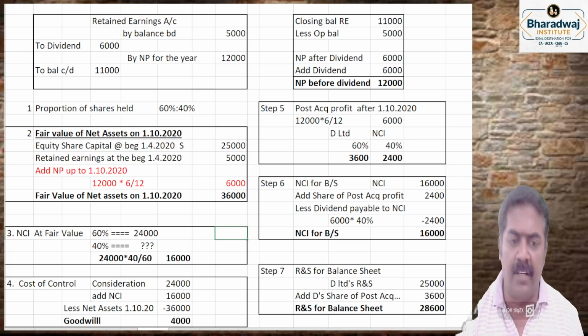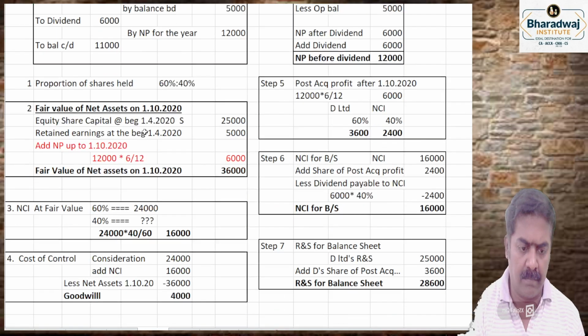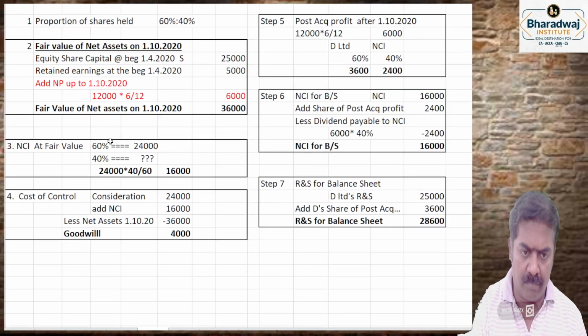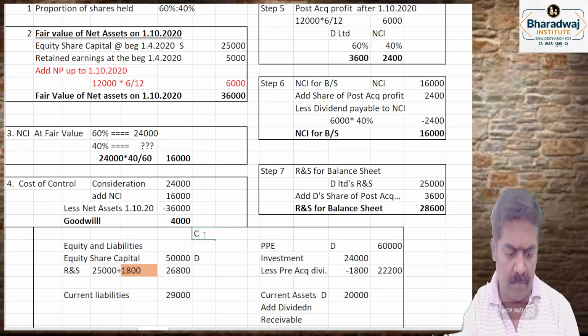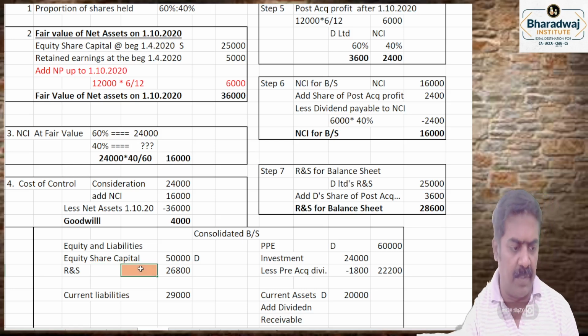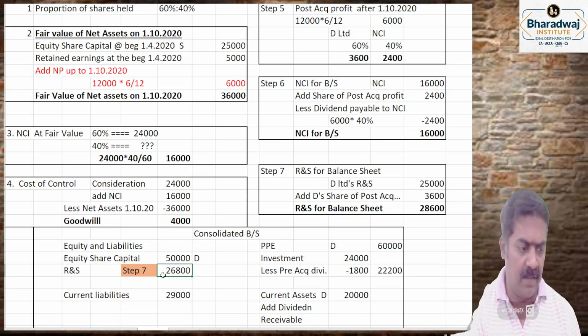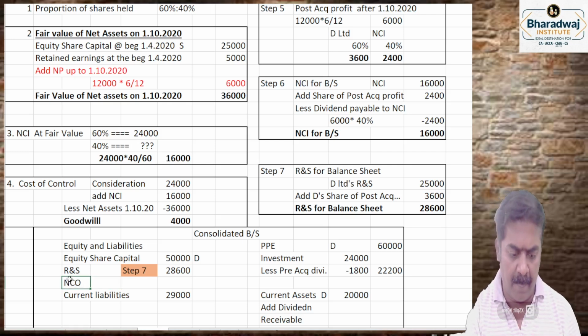Shall we? Consolidated balance sheet, shall we do it? Equity share capital of D will come. Reserves and surplus, which step we have done? Step number 7. How much? 28,600 will come. NCA also will come. NCA, which step? Step number 6. How much?